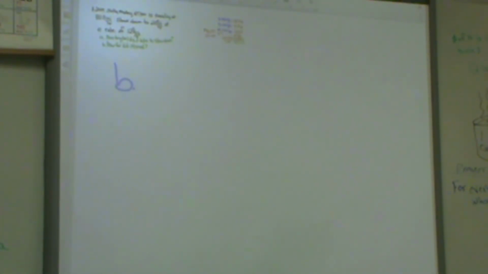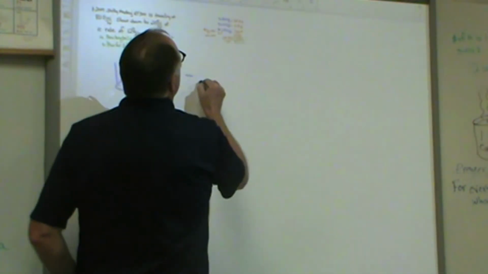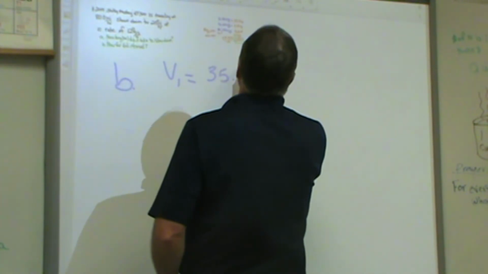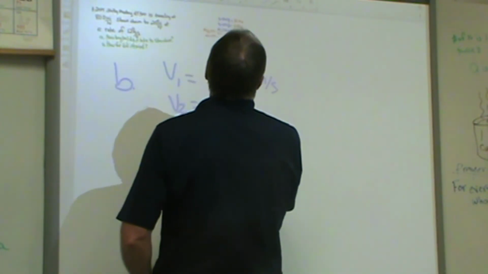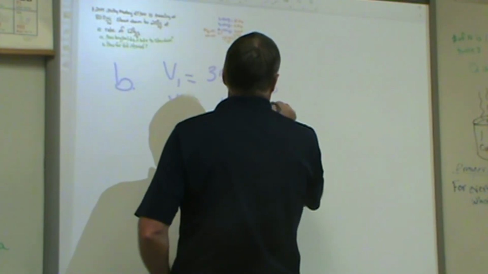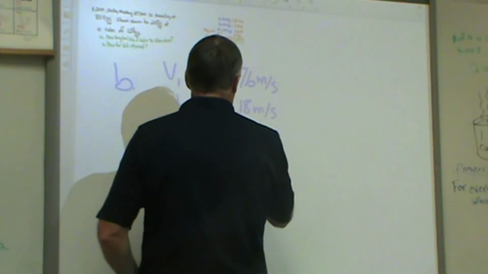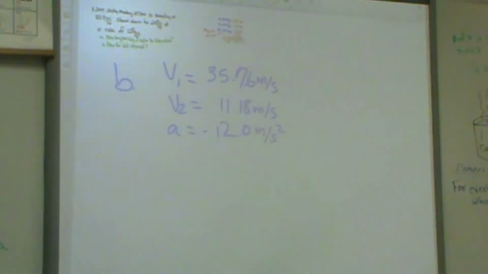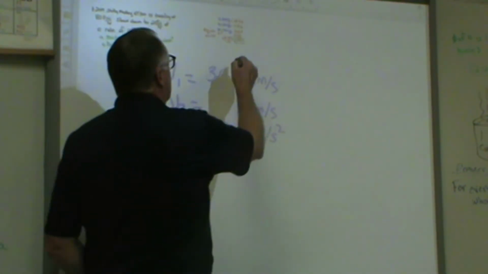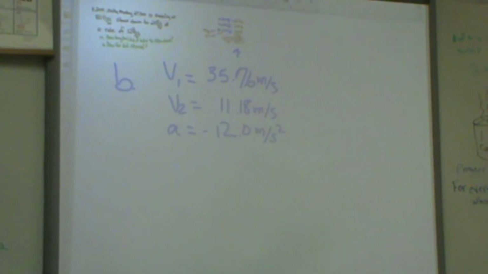Now, there's two different ways you can go because now we still know V1 equals 35.76 meters per second. And we know V2 equals 11.18 meters per second. And we know A equals negative 12.0 meters per second squared. We still know that. We think we know that that's the time. But I didn't give that to you. You calculated that.